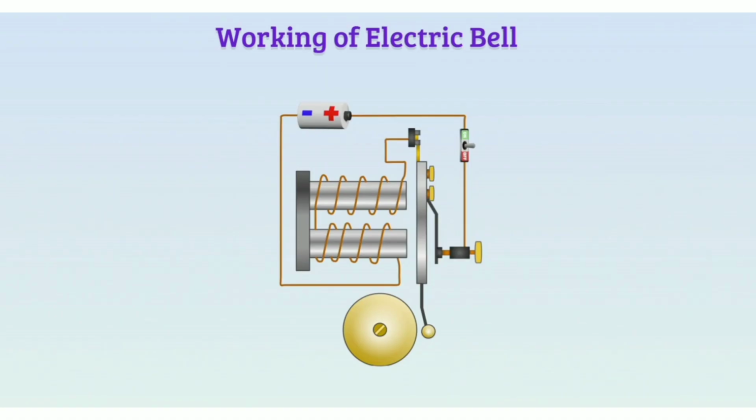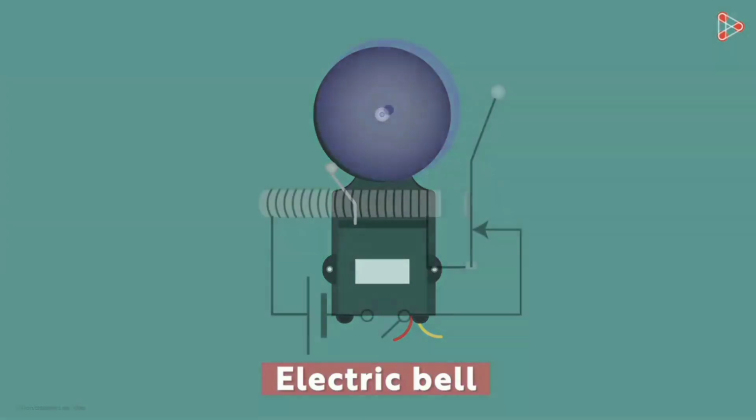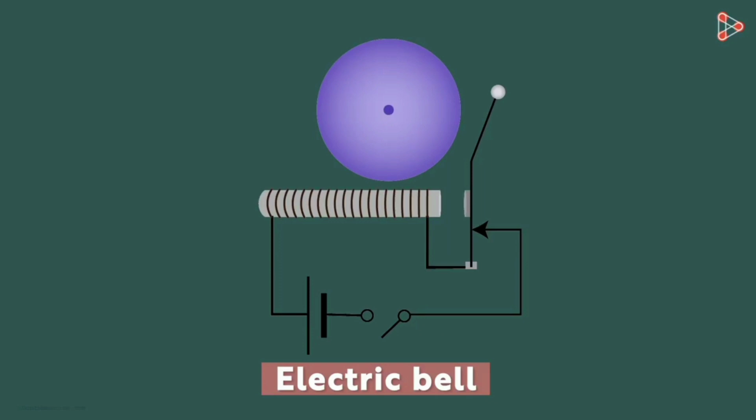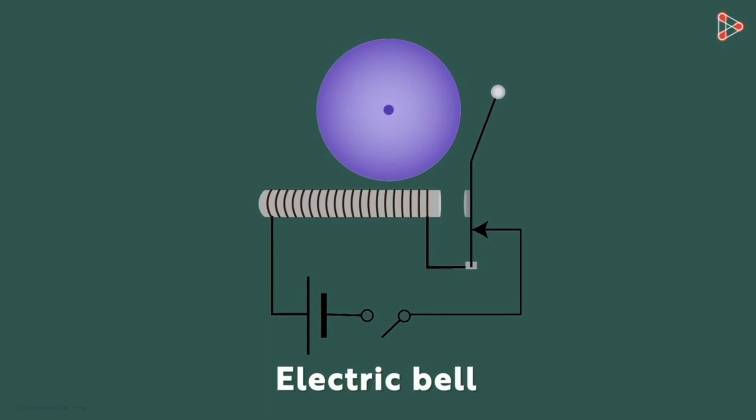Next is about the electric bell. Most of the bells we see now are electric bells. Here is the simplest diagram of an electric bell. This is the inner structure of the bell. Let me first tell the names of the basic components. This is the switch we press when we ring the bell.